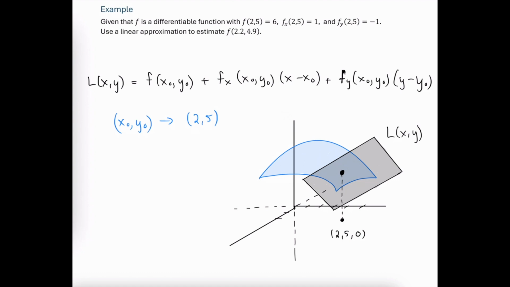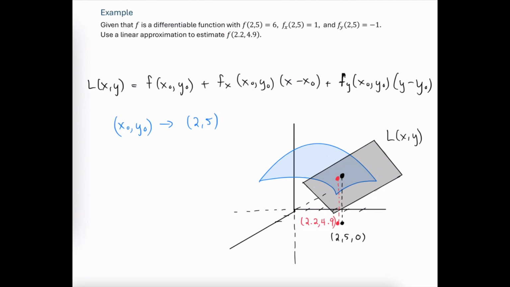Now we do not have the equation for the surface function, so we cannot plug 2.2, 4.9 into the surface. But we can find the linearization because of the information that has been given initially, and we can then plug 2.2, 4.9 into the equation of the tangent plane instead to give us a close approximation. And notice that 2.2, so a little bit more than 2 in the direction of x, a little bit less than 5 in the direction of y, is going to be somewhere around in here, which is very close to 2, 5, so we'll just plug that value into the tangent plane equation to get a close approximation. So let's recall that the function evaluated at 2, 5 is 6.